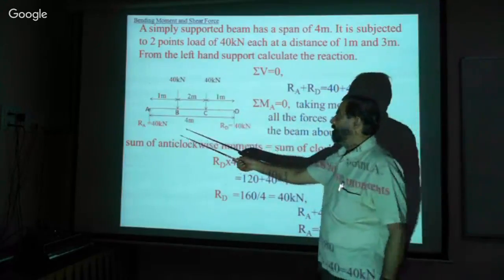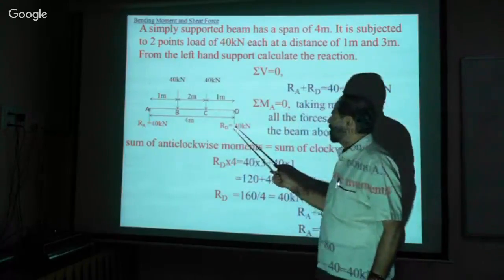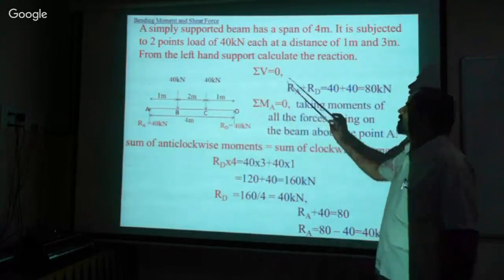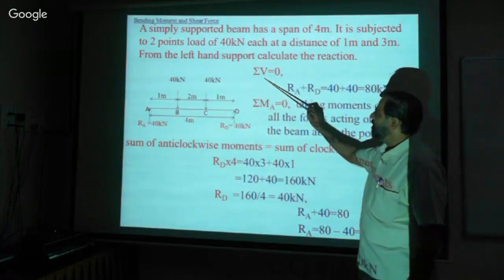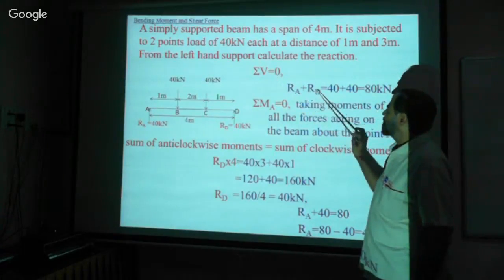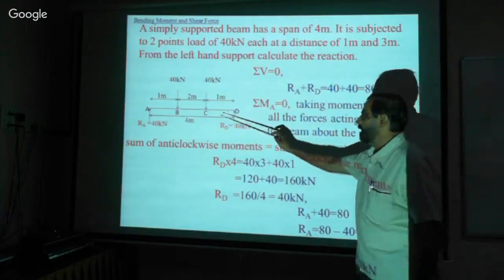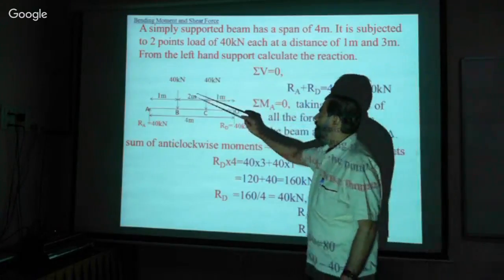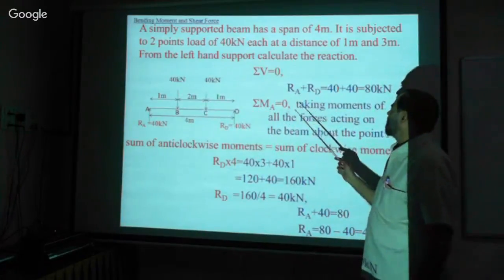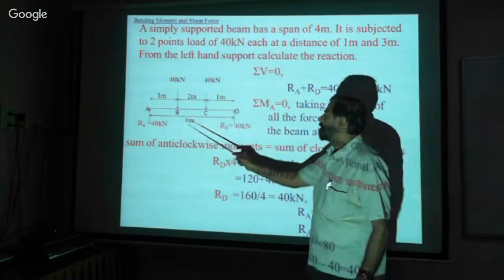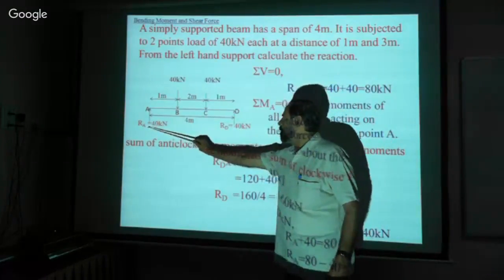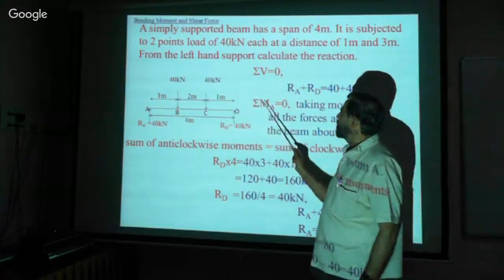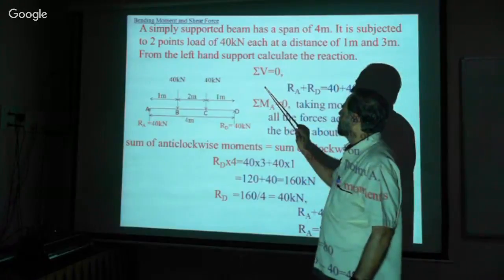That is reaction 1 and reaction 2, that is reaction at A and reaction at D. Those are simple supports. Therefore, sigma V is equal to 0. When sigma V is equal to 0, it means RA plus RD, that is reaction at A and reaction at D, which are acting upward, must be equal to the forces which are acting downward. And to calculate the reaction, what is the load taken by this support and the load taken by this support? To calculate this, let us call one more equation, that is conditions of equilibrium.